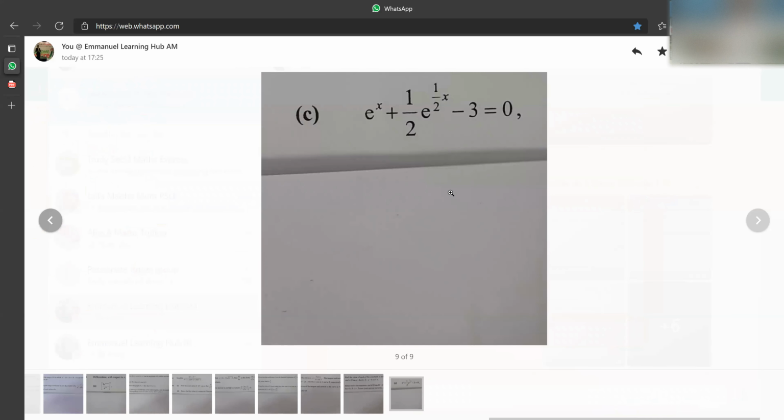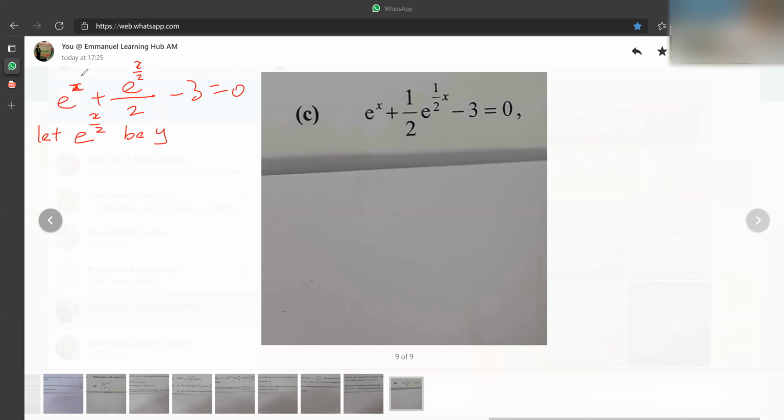Okay, the last question. This is the last question, right? Part C. They ask you to solve the equation for your x: e to the power of x plus e to the power of x over 2 minus 3 equal to 0. So to simplify this problem, you're going to let your e power x over 2 be your y.